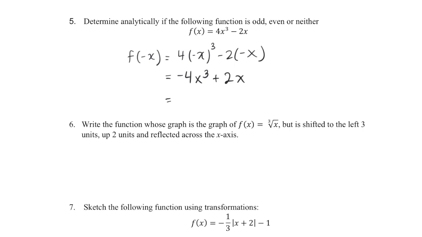Now, what I'm noticing here is every term is the exact opposite of the terms from the original function. So I'm going to factor out a negative sign. What I have written in parentheses here, 4x cubed minus 2x, is the original function, and we have the opposite of that. So f of negative x ended up being the opposite of f of x, meaning when I plugged negative x into the function, it gave me the exact opposite of the original function. This is an indication of an odd function.